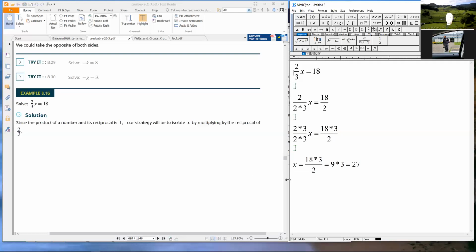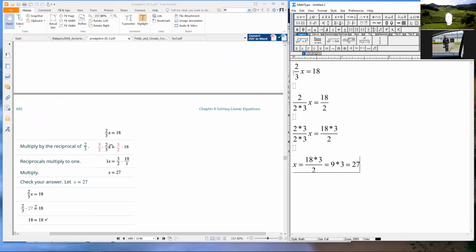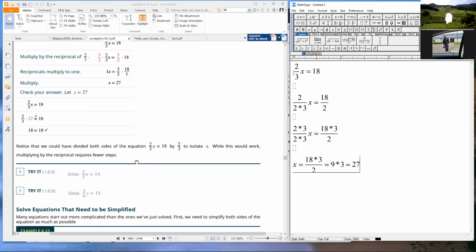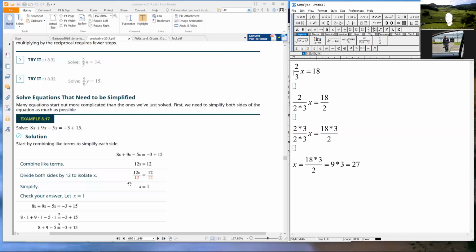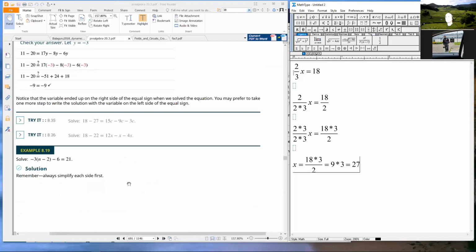So if you have a fraction, it doesn't matter. You can do the same thing. It's just sort of a 2-step process here, as I've diagrammed here, right? And they'll do the same thing. They just multiply by 3/2. And this is the same thing they did in the previous chapter where they solved the equations that need to be simplified. I mean, they combined like terms before they simplified an equation, right?